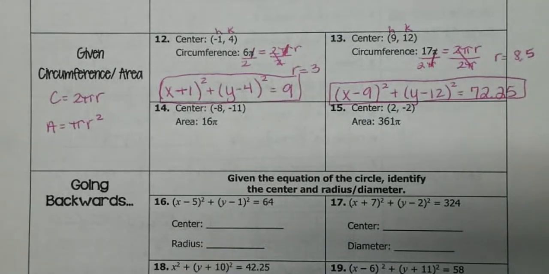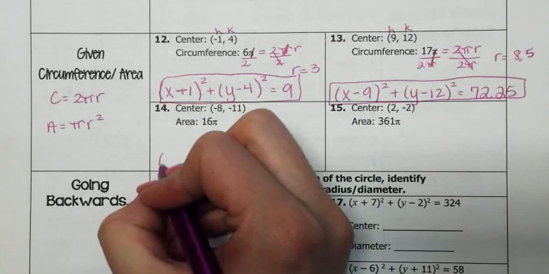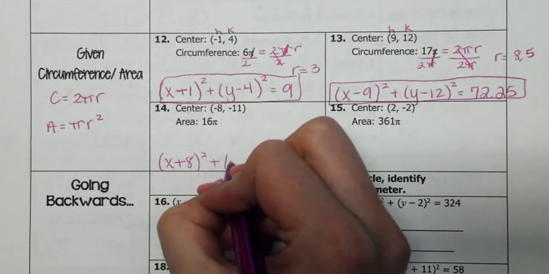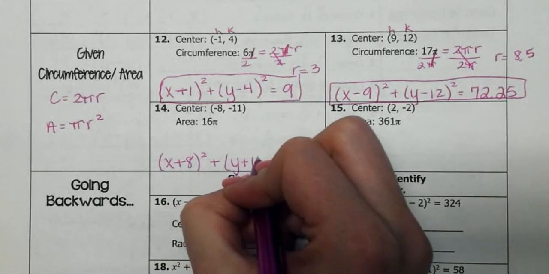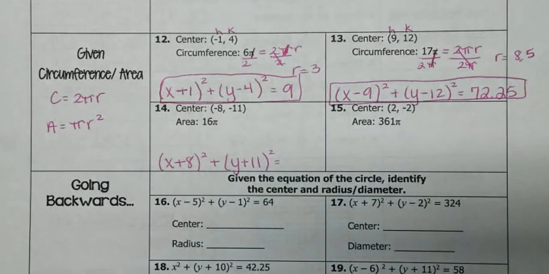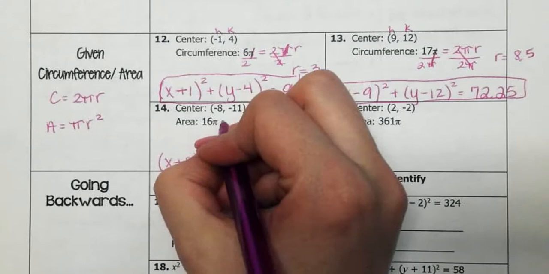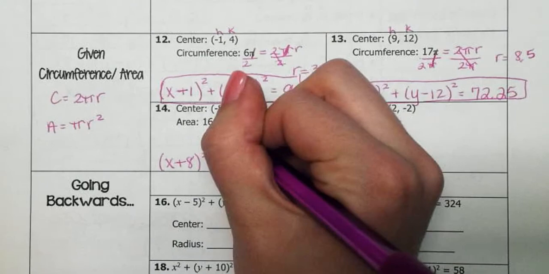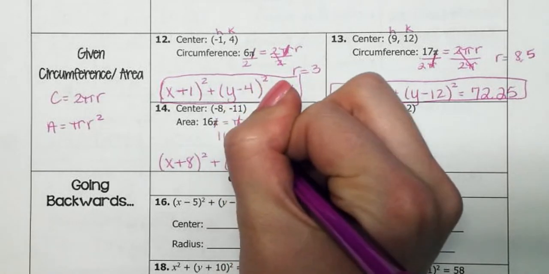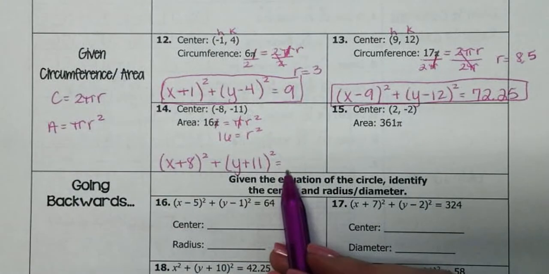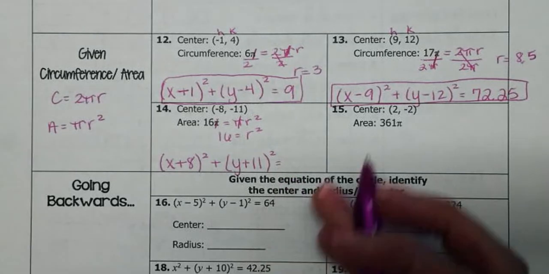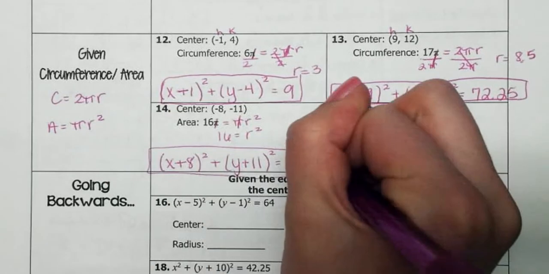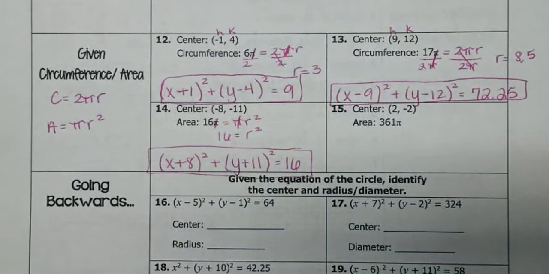Next one. I can start my equation with my center: x minus a negative 8 will be a positive, plus y minus a negative 11 will be a positive. Make sure you're squaring these. Now my area formula is pi r squared. If the pi's cancel, all I'm left with is 16 equals r squared. And my equation equals r squared, so 16 is the number that I want to write right there. I don't have to square anything or take the square root, because it's already in the form I needed for my equation.